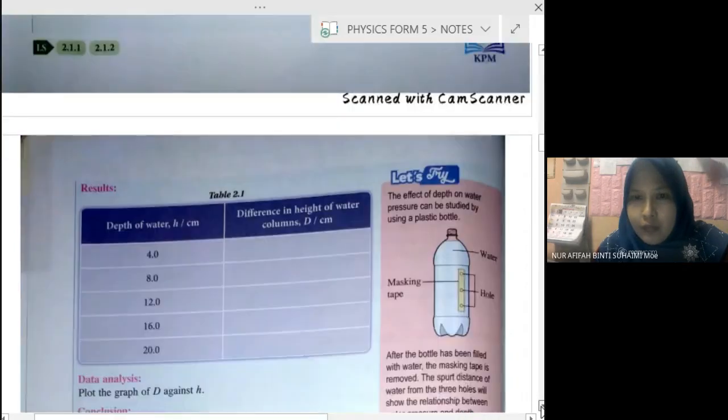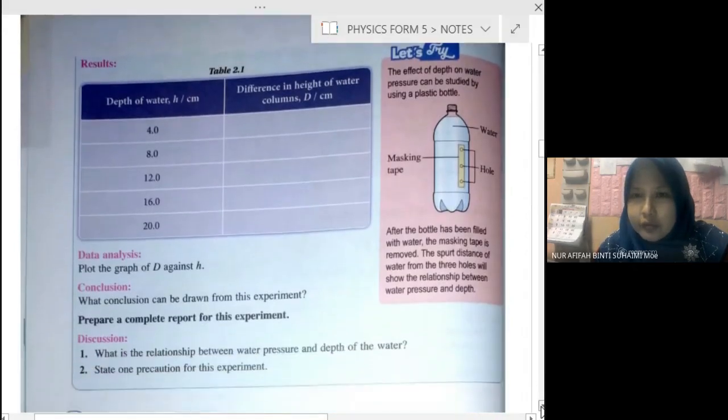Okay, now. Ini boleh buat sendirilah ayat.